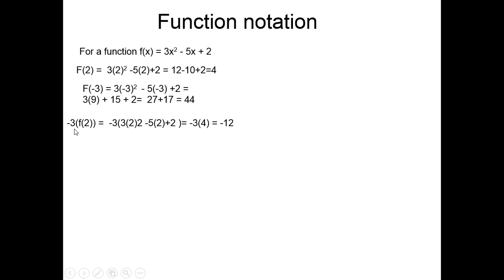What this is saying is take f of 2, which we've already done, which is 4, and multiply it by negative 3. So that obviously then gives you negative 12. So we can call back on what we've done previously. This is supposed to be raised to the second power, but you could see that from up in the original problem.